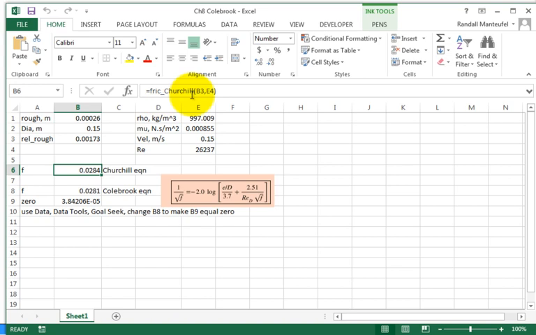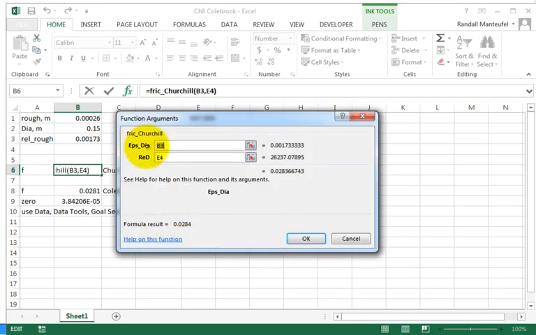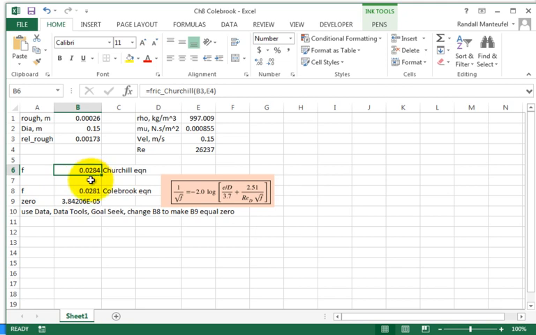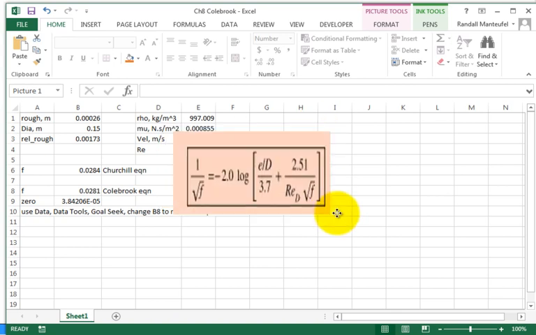I don't know if I built it or got it off the internet, but friction Churchill. You feed it two pieces of information: the relative roughness and the Reynolds number. And it spits out the friction factor. What is that? 0.0284 from the Churchill. And then if you want to do the Colebrook, here is the equation. I don't know if you can see it that well. Whoops, I made it distorted, didn't I?